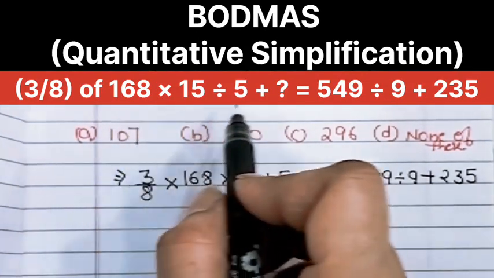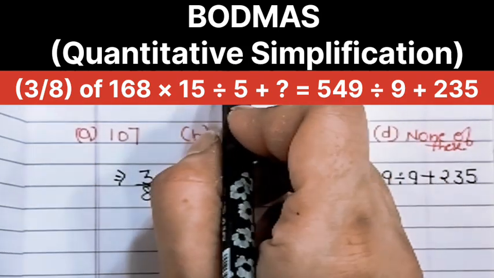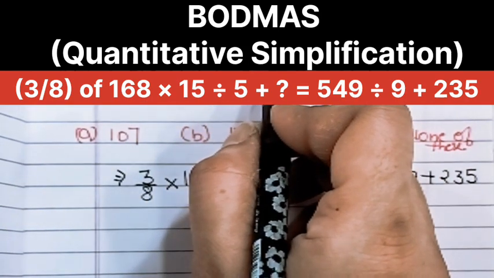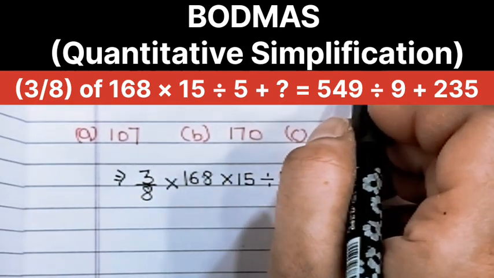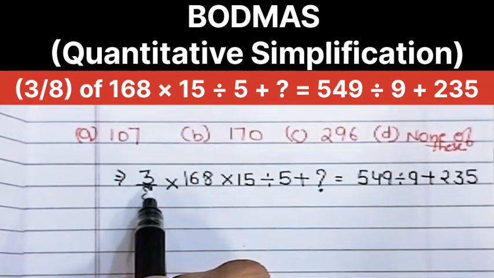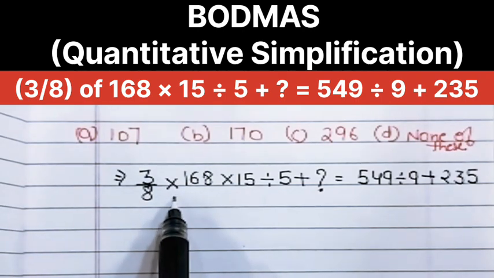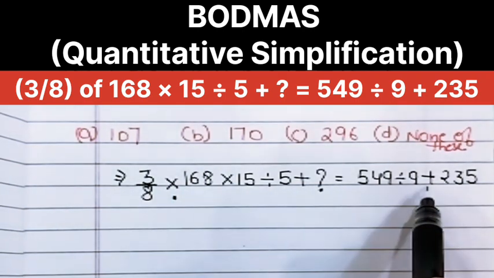So friends, to solve this problem, we follow the BODMAS rule, which dictates the order of operations: brackets, orders, division, multiplication, addition and subtraction. Now, here is the equation. As you can see, I have already written here 3 upon 8. Of means multiplication. We just change it into multiply and the equation becomes.